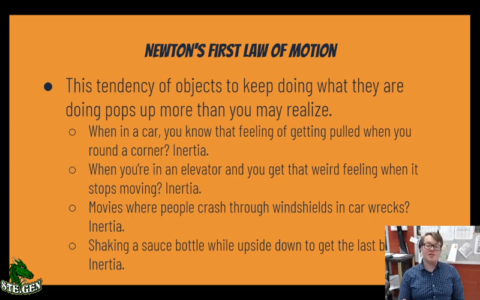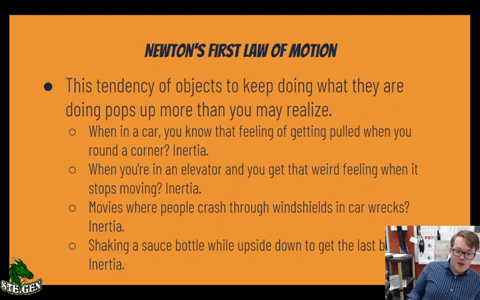Now, this tendency of objects to keep doing what they're doing actually pops up way more than you realize. If you've ever been in a car and as you go around a corner, you feel yourself get pulled to the side, depending on which direction you're going, that's inertia. Your body is trying to continue going in a straight line and the car has moved away, so your body gets tilted away from the direction that the car is moving because your body was continuing to move that direction. That is the inertia of your body.